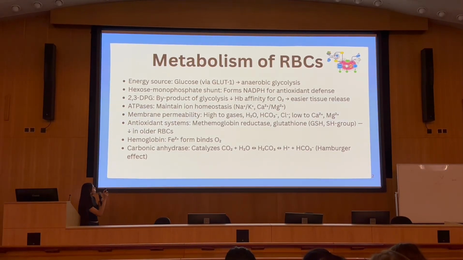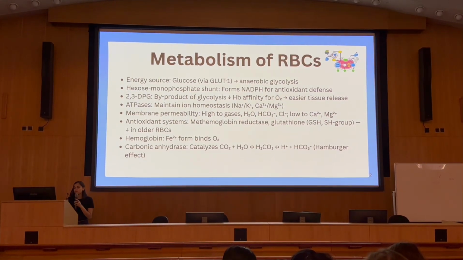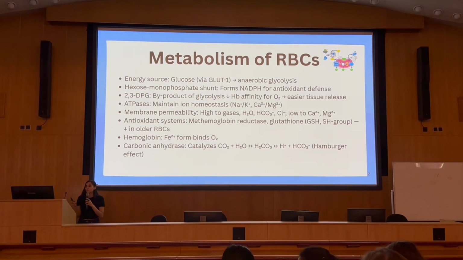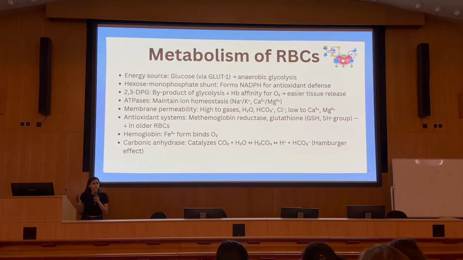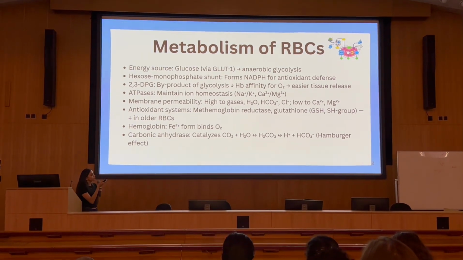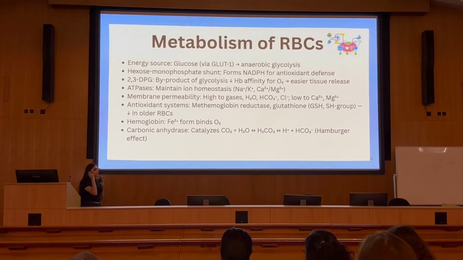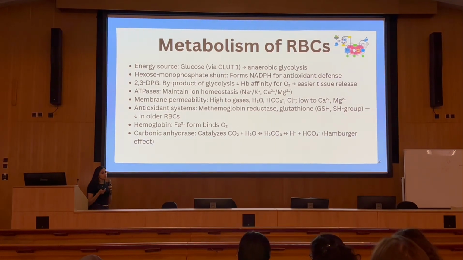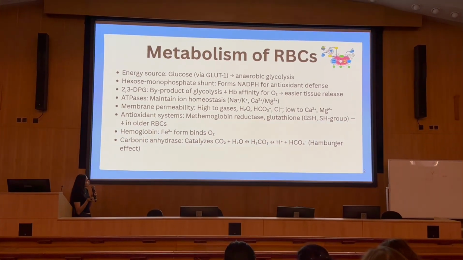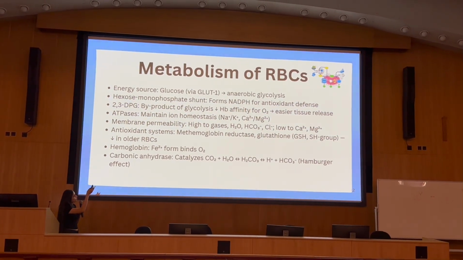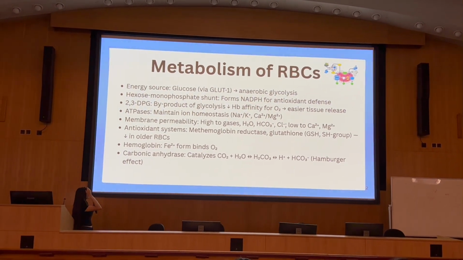So that's very important. Then the hexose monophosphate shunt. You just need to remember that it produces NADPH for antioxidant defense because RBCs are not involved in oxidative processes, but they're around oxygen a lot, so that can cause oxygen poisoning sometimes. So to prevent that, you have the antioxidant defense.